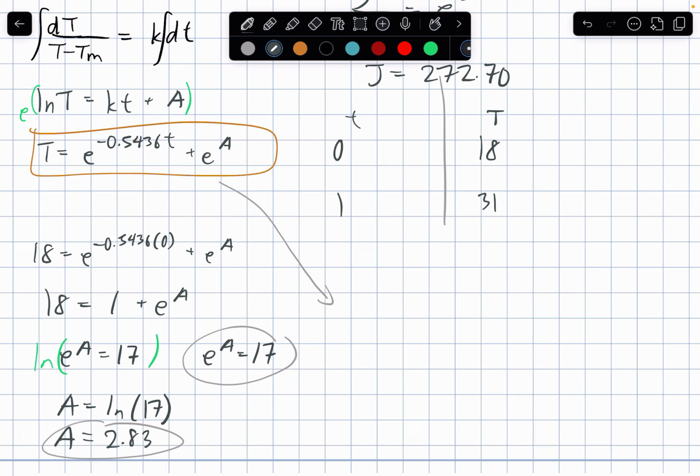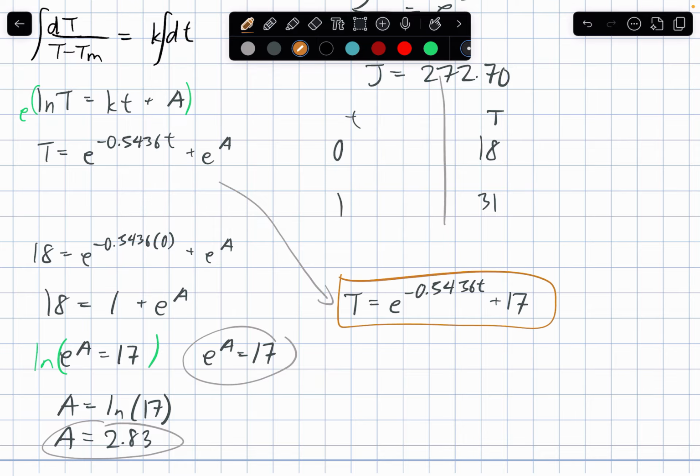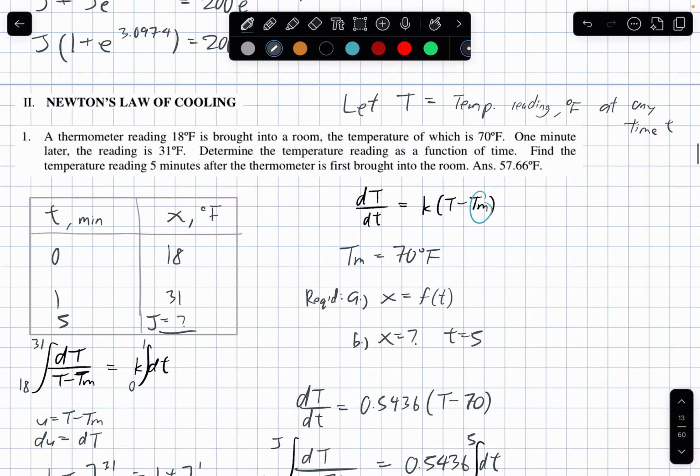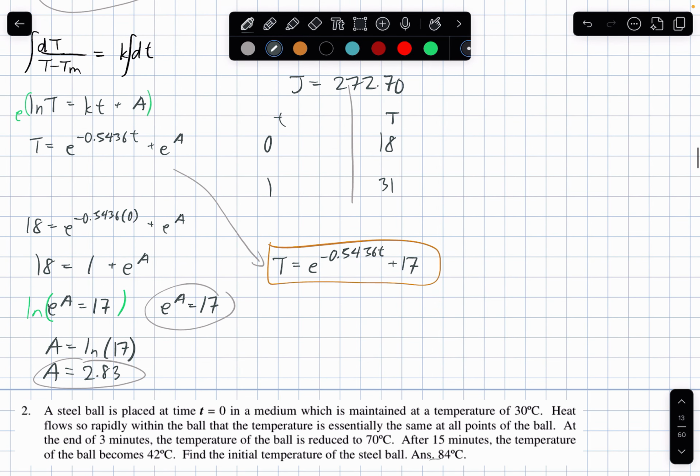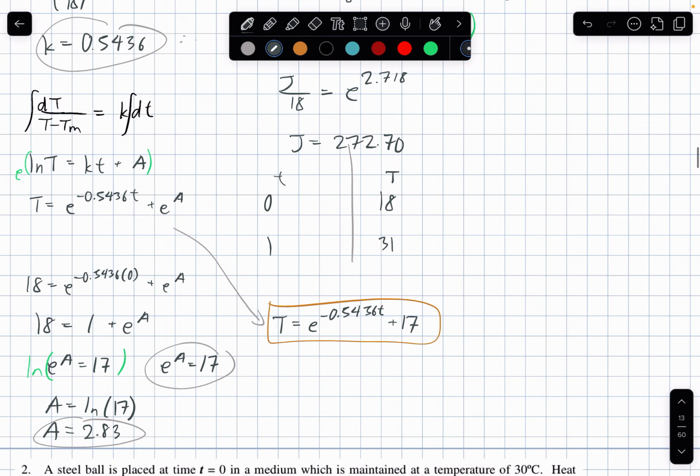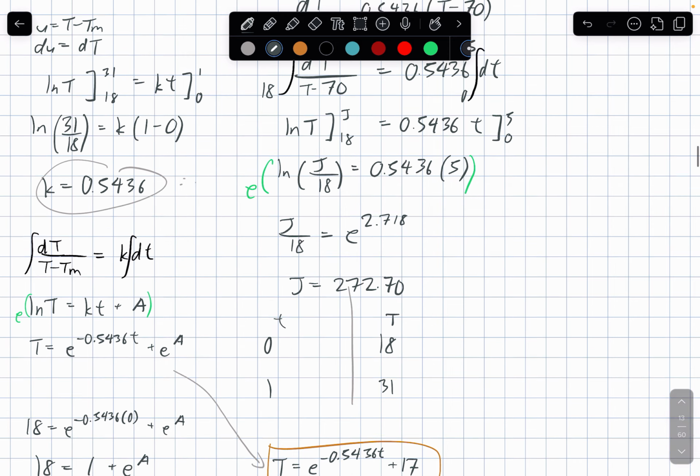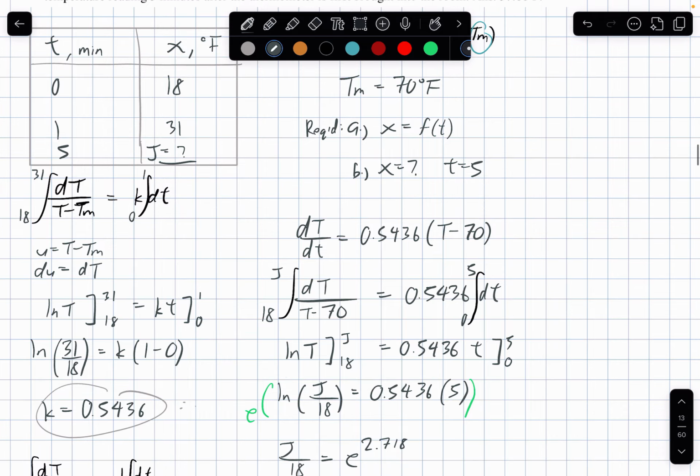So to be more specific, T is equal to e raised to negative 0.5436t plus 17. Did we get it right? Okay, so it's not shown. From there, I think we can already find.